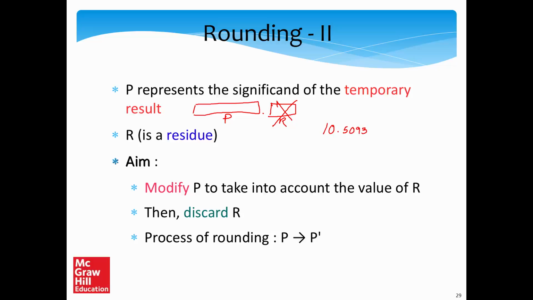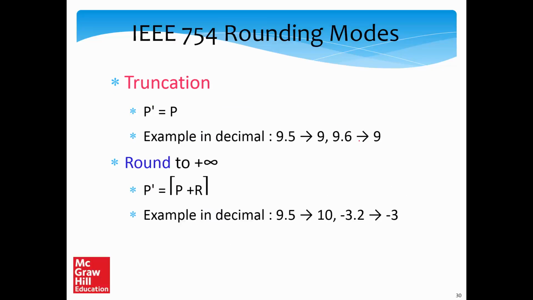So let's assume we are allowed to store only 2 digits after the decimal point, and the number is of the form 10.5093. So since these two are the residue, they can be discarded, but we should update the significand to make it more accurate, which will be 10.51. So that's exactly what we want to do. And then, in this process, we have created a new significand, which is P dash, and P dash reflects the residue correctly, right? Because the residue cannot be stored, we don't have the space for it.